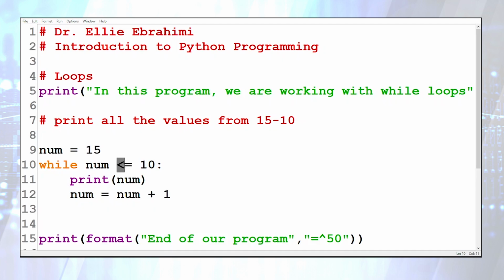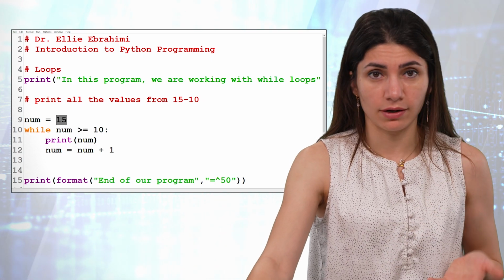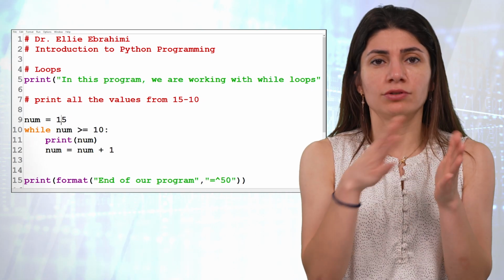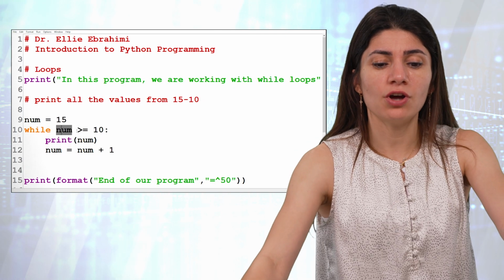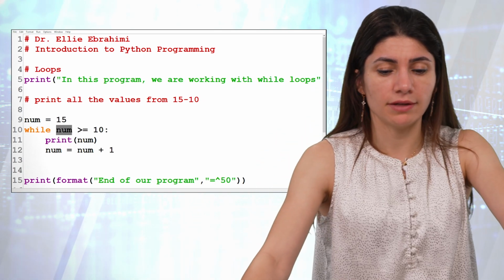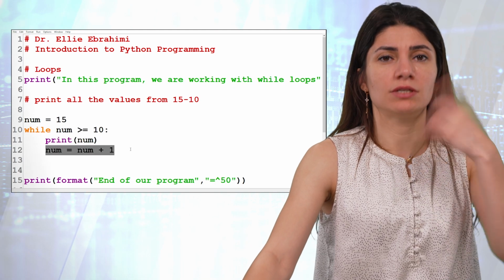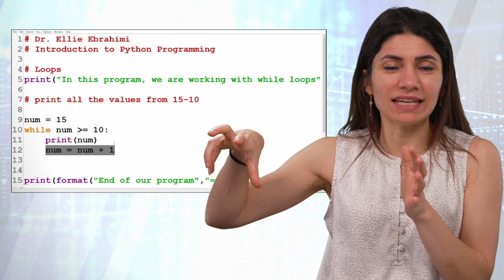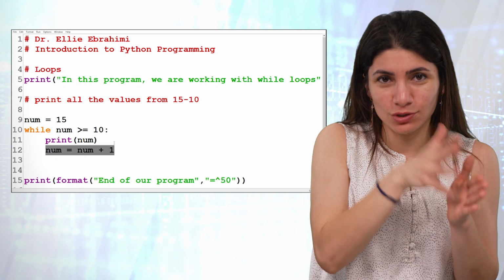So I need to change this condition. I'm going to say as long as this num is greater than 10, because our start value is greater than our end value. So we need to change that operator to account for the different problem that we have. So is num greater than 10? Is 15 greater than 10? Yes, it is. So you print it. Now, if I add 1 to 15, you're going to get number 16. So you're getting away from 10. However, we want to get closer to 10.